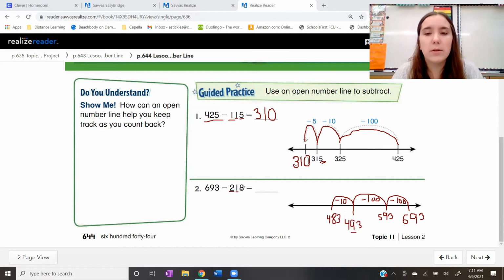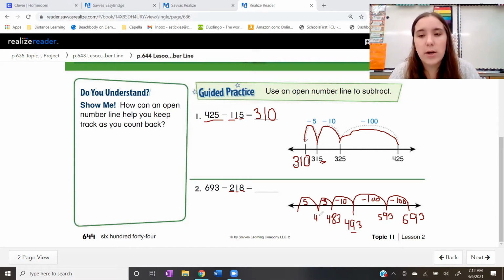And then I need to do my ones. I have 8 ones to take away. Now, I'm not going to do one big jump. I'm actually going to split it into 2 jumps. I know that 8 is the same as 3 and 5. And the reason I split it into 3 and 5 is because I can do 83 minus 3 really easily. And then I know that I only have to take away 5 more. So I know that 83 minus 3 would be 80. So 483 minus 3 would be 480.